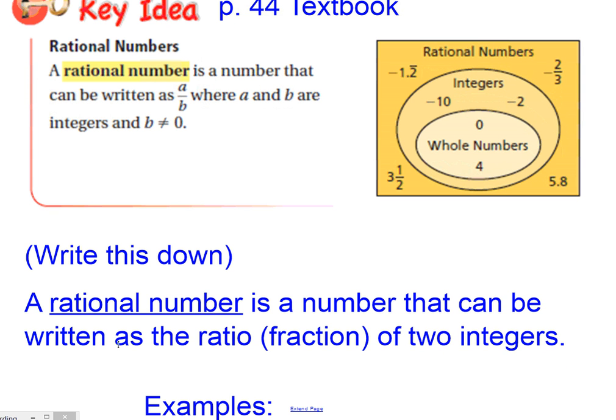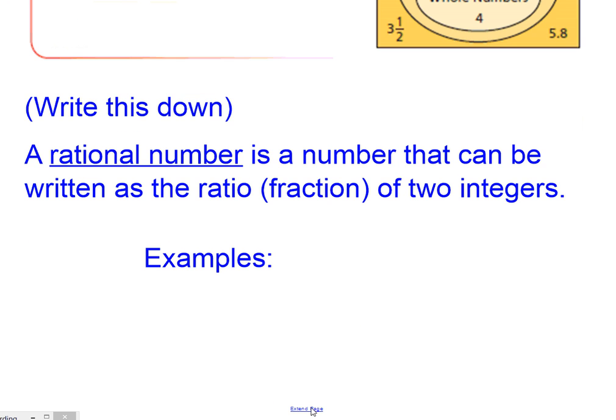So I'd like you to write this down. A rational number is a number that can be written as the ratio or fraction of two integers. And I'm going to give you some examples I'd like you to copy down as well. For example, 3 over 1, which is 3, is a rational number. It's a fraction. The number negative 2 can be written as negative 2 over 1. It's a fraction.